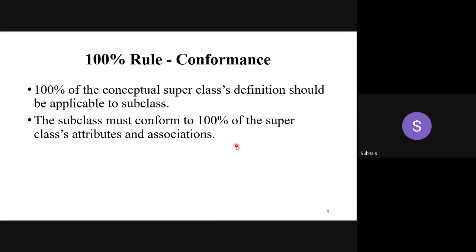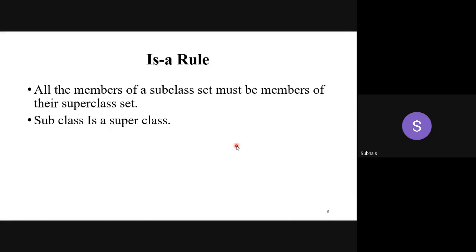So this is the first rule with respect to superclass and subclass. All these things, superclass, subclass, conceptual class hierarchy, the entire thing comes under the domain model refinement. Okay. So the second rule is the is a rule. Is a means what? It is a part of, like that. So a subclass, it's a part of what? Superclass. It is a superclass.